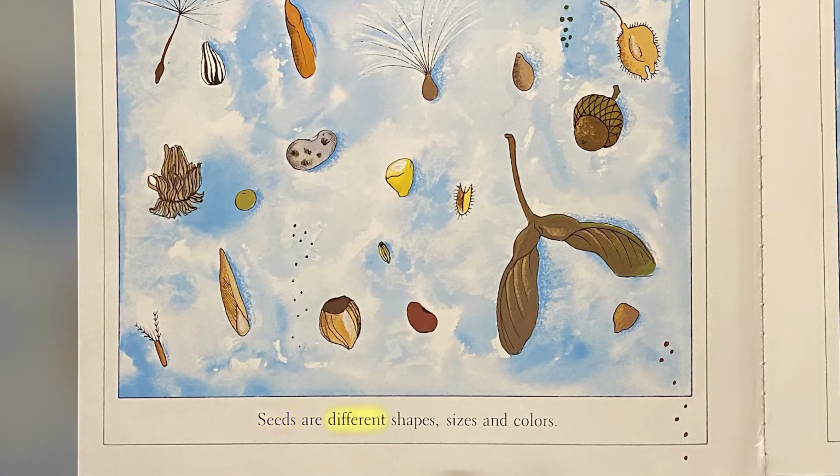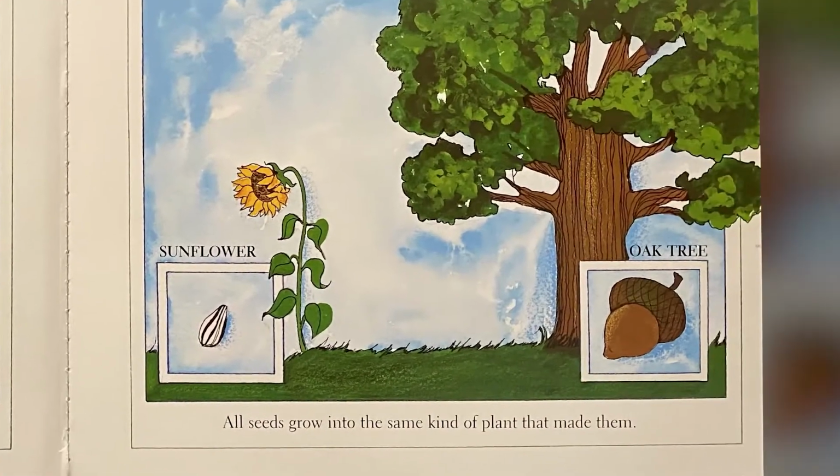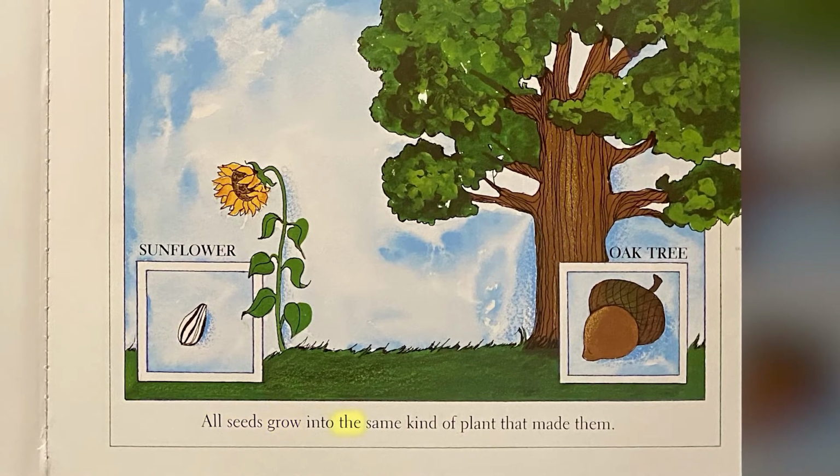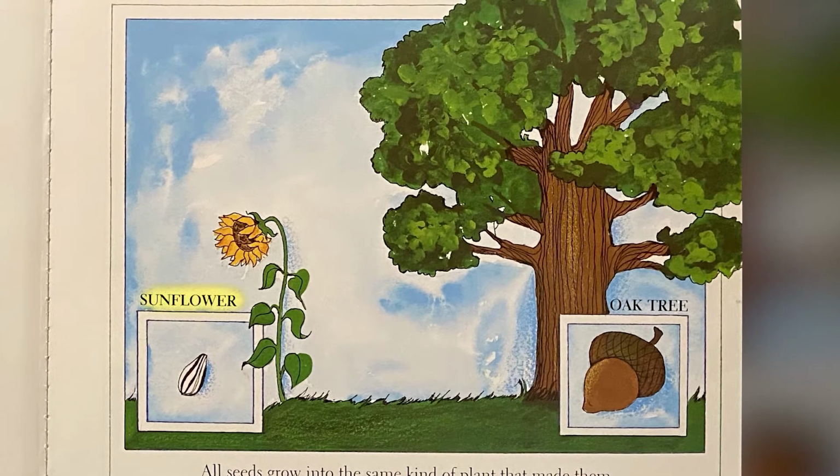Seeds are different shapes, sizes, and colors. All seeds grow into the same kind of plant that made them. Sunflower, oak tree.